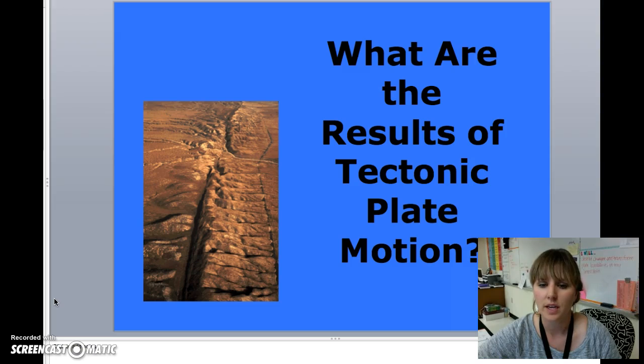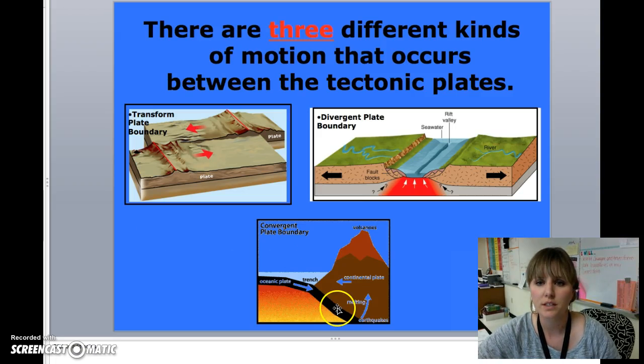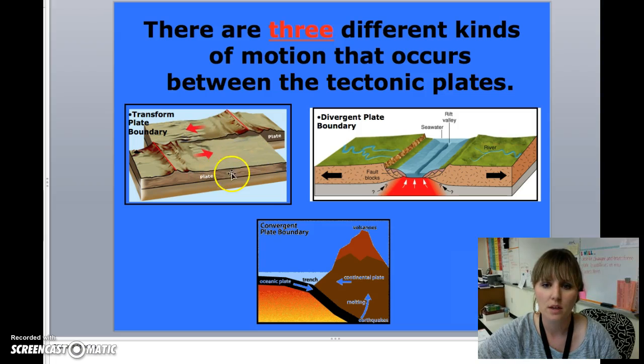What are the results of tectonic plate motion? Each plate moves as a distinct unit. The borders between the plates are called plate boundaries. Notice these borders between plates. There are three different kinds of motion that occur between the tectonic plates. Today we're going to talk about transform plate boundaries and divergent plate boundaries.